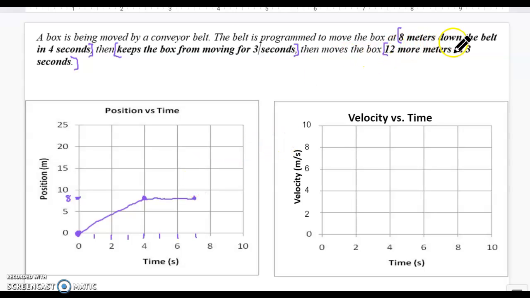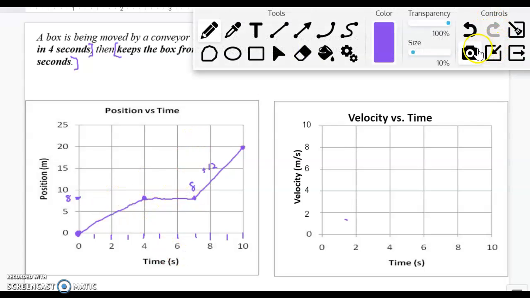And then the box moves 12 more meters in 3 seconds. Keep in mind that this is 12 more meters. It's not up to 12. Okay? But I will move along the time axis in 3 seconds from where I left off. 1, 2, 3. And I have to go 12 more than where I was. So I left off at 8, and I have to add 12 more. So 8 plus 12, I am actually at 20. And it's a straight diagonal line. And this is my position versus time graph.